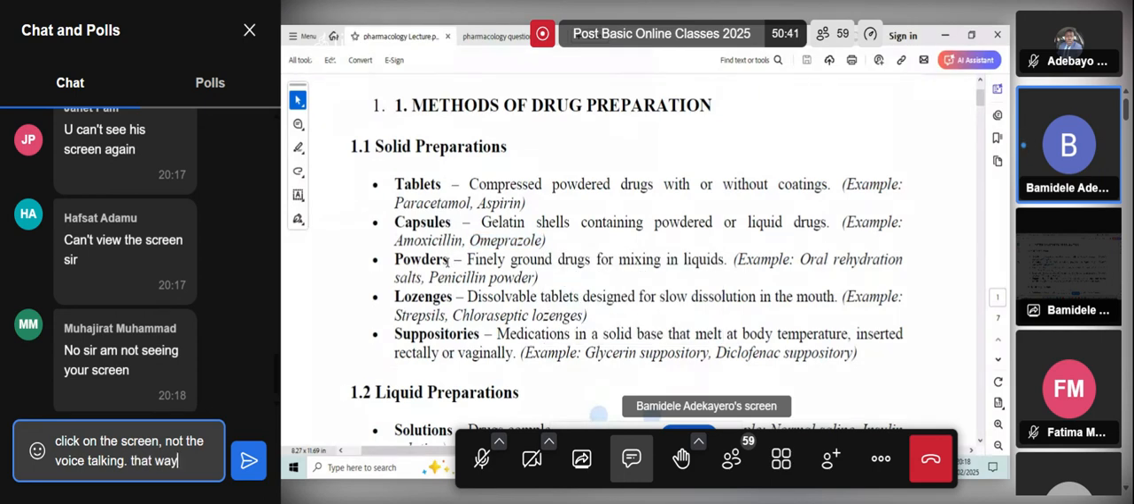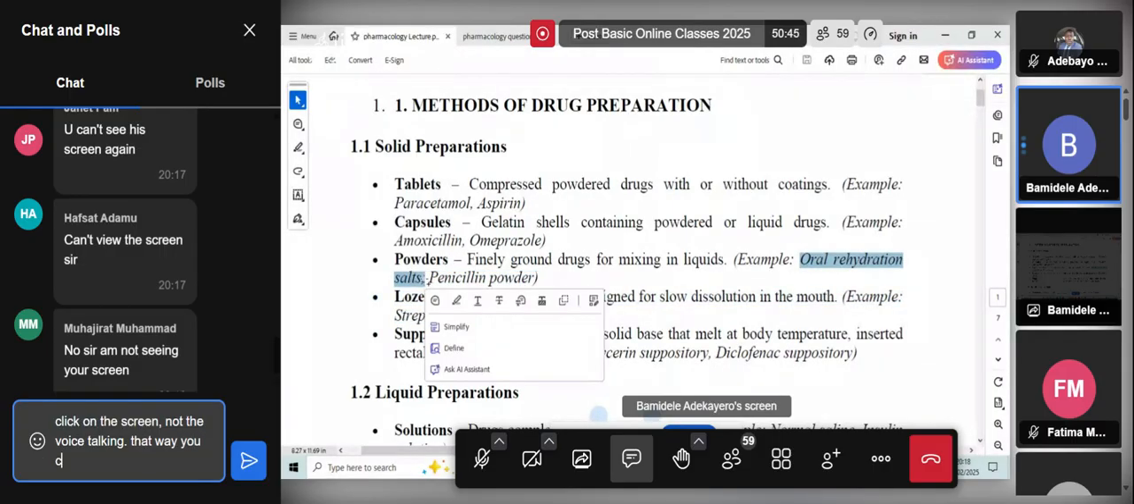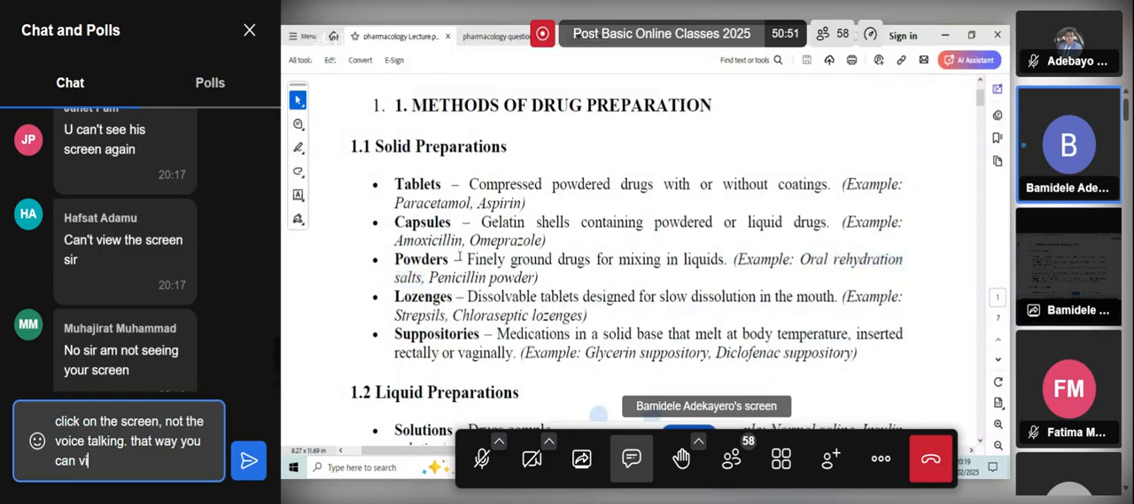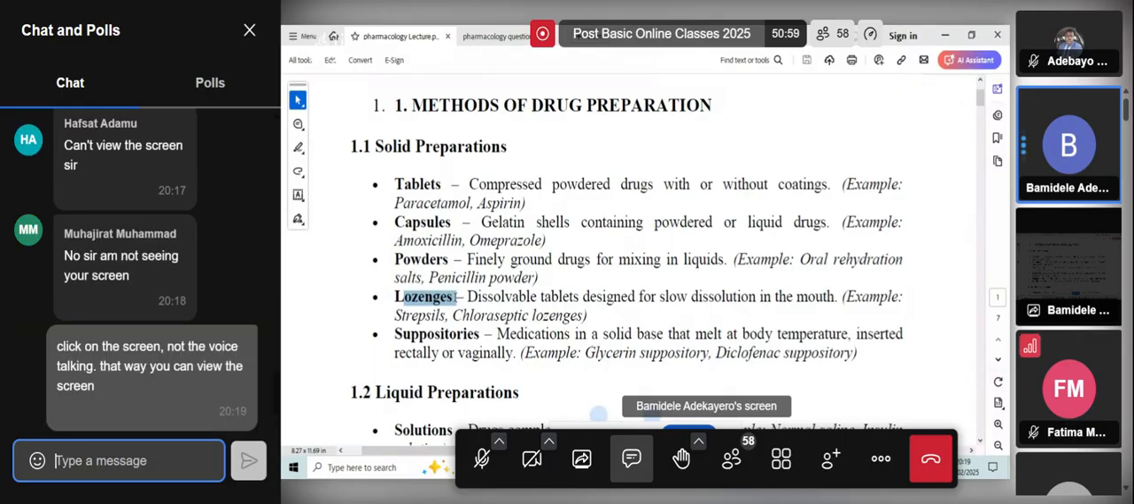We have powder forms of medication, just like the ORS. ORS is what we use for people that are having loose stools, that are losing fluid and electrolytes. You use that for them to supplement. We also have lozenges. For instance, when you have a sore throat and you use some Strepsils, because we want the medication to act on the throat. So we use lozenges.